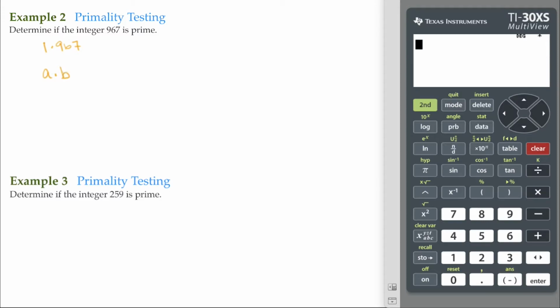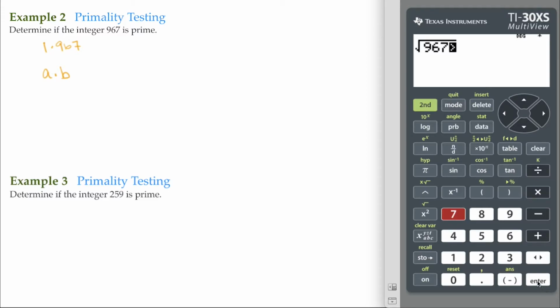So there's a lot of prime numbers that we would check, but there's a way to limit how many we would need to check for this. And what we would do is we would take the square root of 967. So on our calculator, here is my square root key right here. And since it's in green above the key, we have to hit this second key here first. So I'm going to go second. And there's my square root. And type in 967.